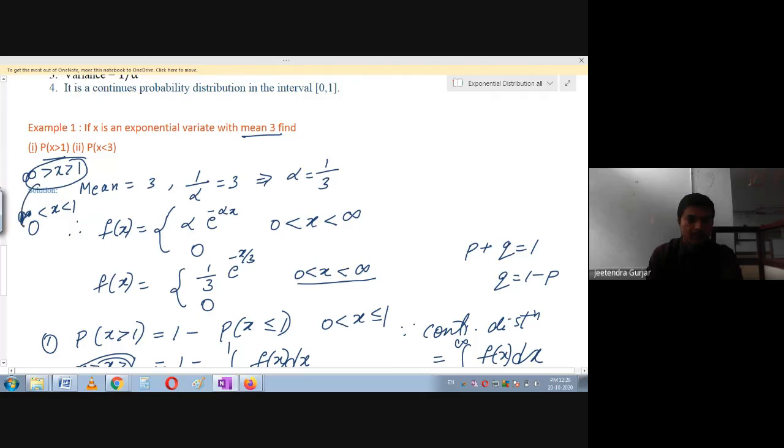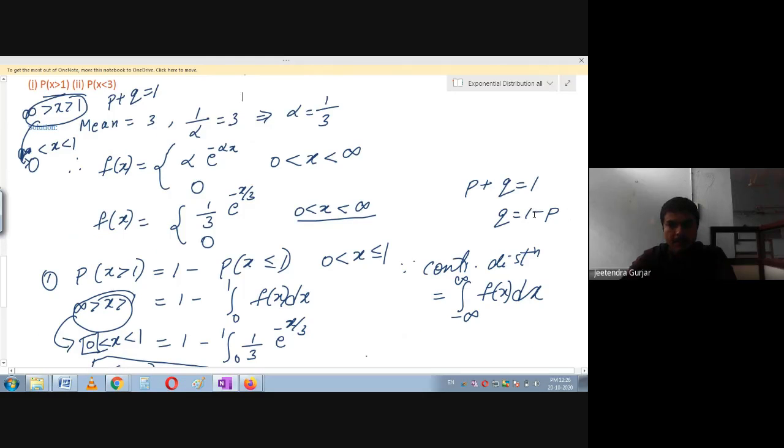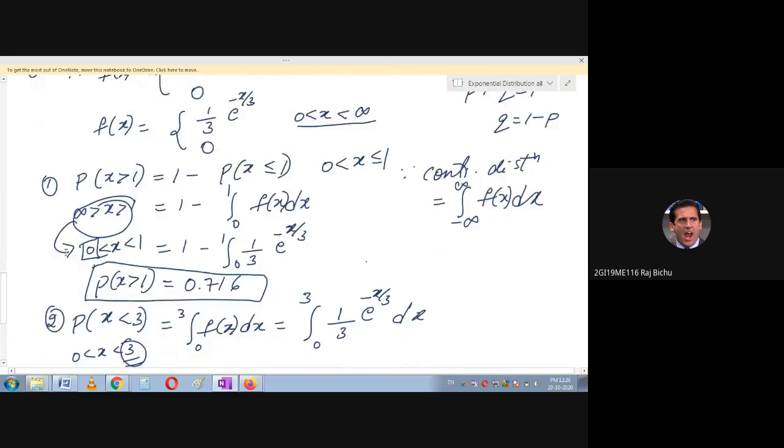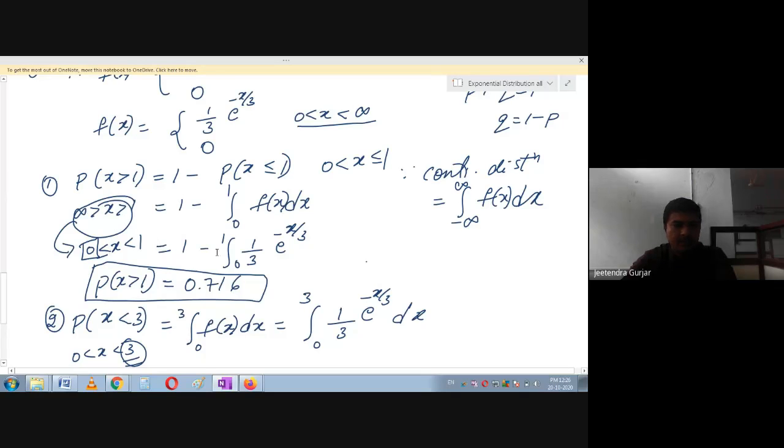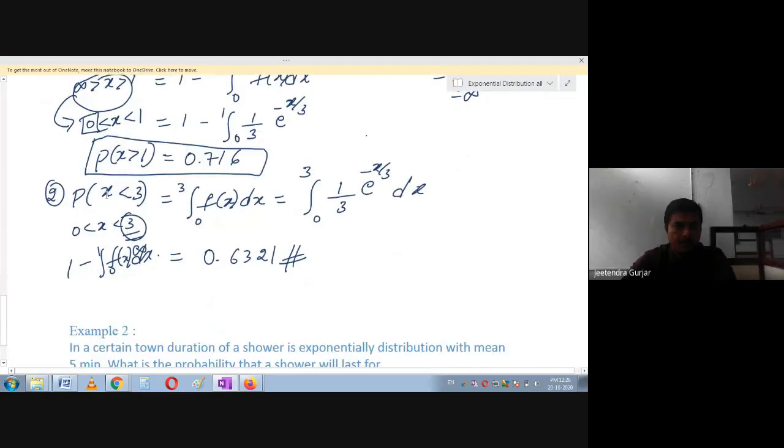So if you want to reverse this function, you have to go to p plus q is equal to 1. When you reverse this function, you will get q is equal to 1 minus p. This is applicable only when you reverse the function. Therefore, we get the lower limit 0 less than x less than 1. Is there any problem? There is no problem. Since it is x less than 3, the exponential distribution starts from 0, but here the upper limit mentioned is 3. Obviously you have to take the integration from 0 to 3.